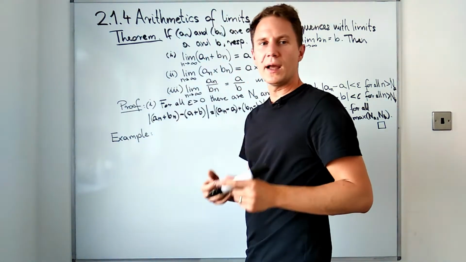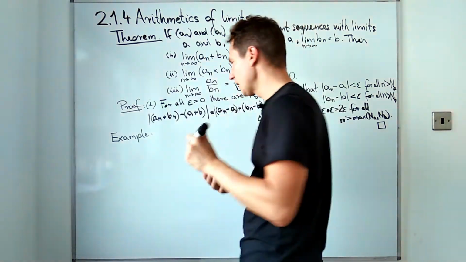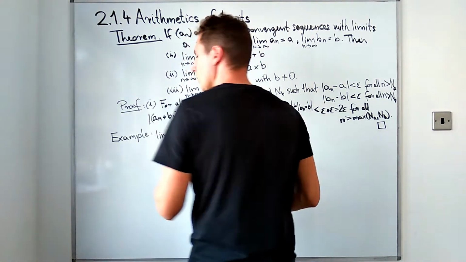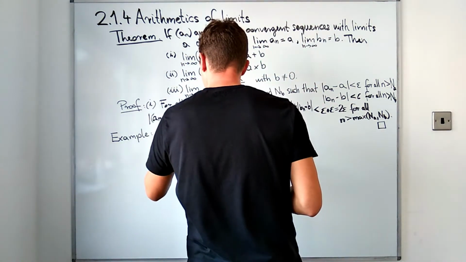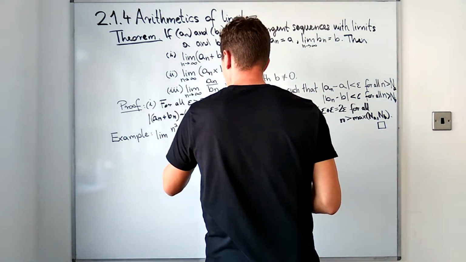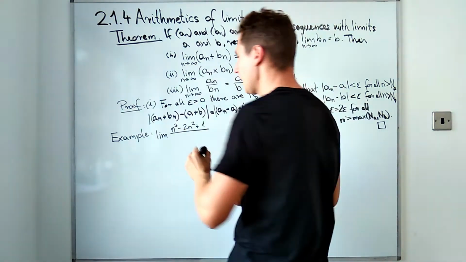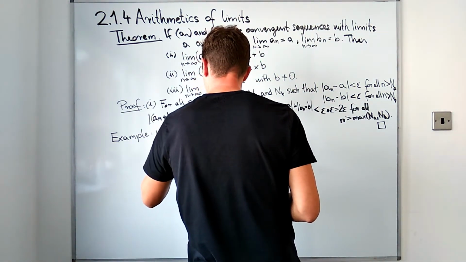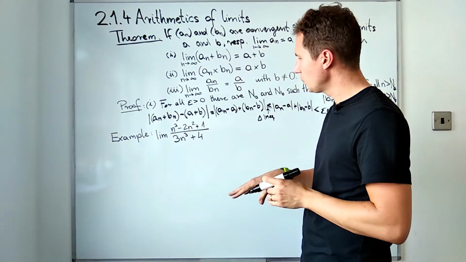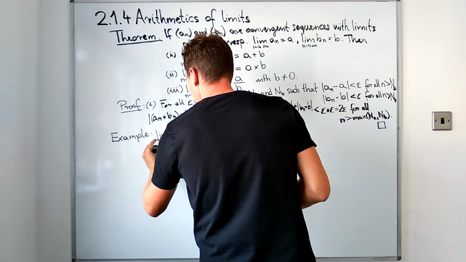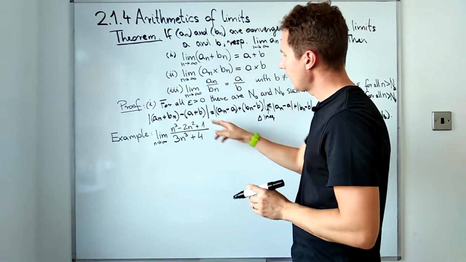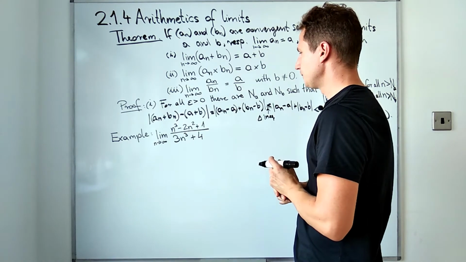So what I would like you to do is to consider the following example: the limit of the sequence n cubed minus 2n squared plus 1 divided by 3n cubed plus 4. So what I want you to do is to pause the video and think about how you can apply this theorem to calculate the limit.